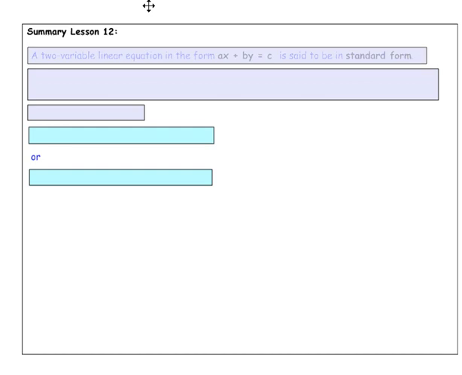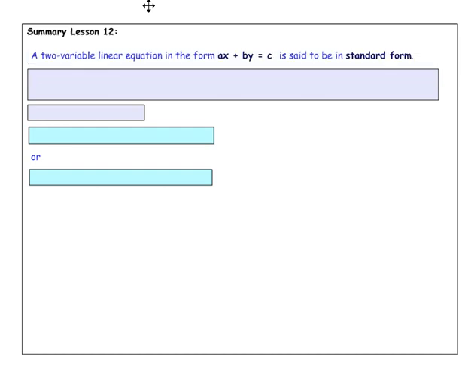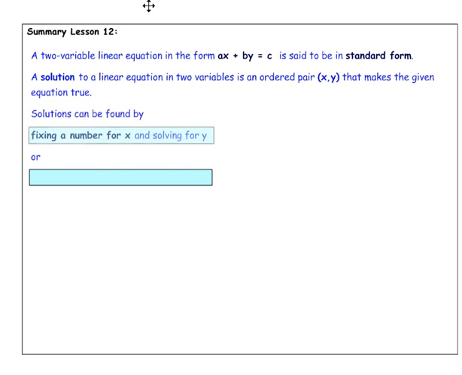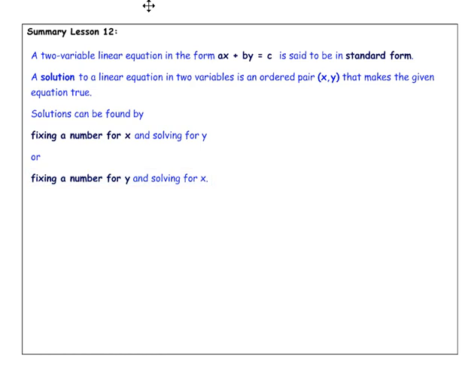In this lesson, you have learned that a 2-variable linear equation in the form ax + by = c is said to be in standard form. A and b are numbers. They are coefficients of x and y. One of them can be 0, but not both of them, and c is a constant. A solution to a linear equation in 2 variables is an ordered pair, (x, y), that makes the given equation true. Solutions can be found by fixing a number for x and solving for y, or fixing a number for y and solving for x.